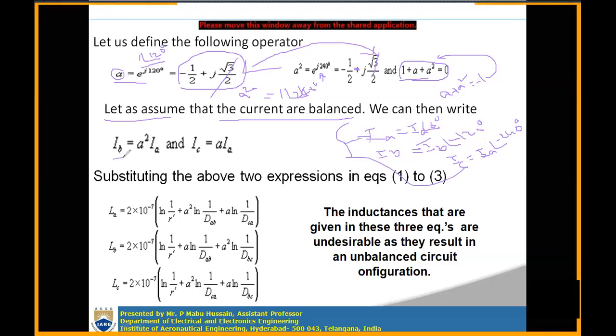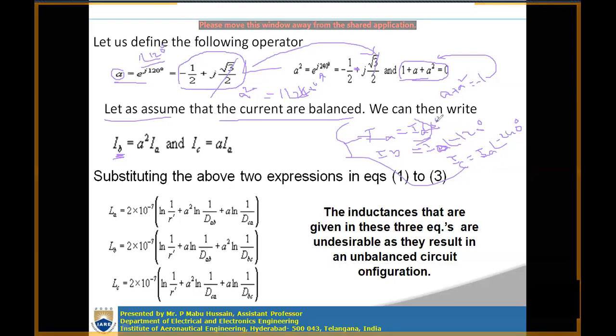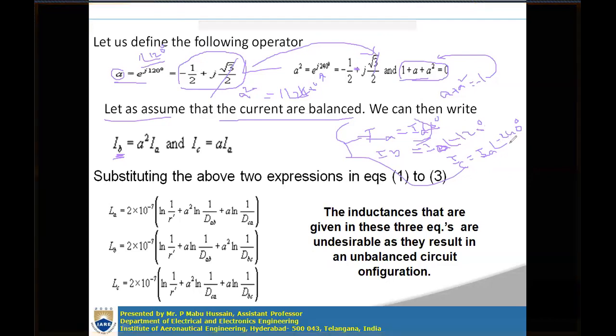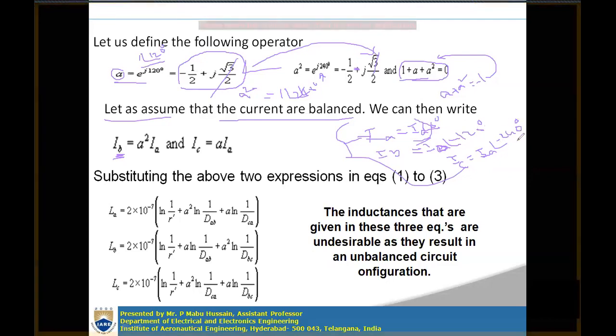So then IB, how can you write it? IB can be written as: the magnitude for all three phases will be the same. This is IA only. This is IA, this is IA, this is IA only. But the phase angle is different. For the first phase it is 0 degrees. For the next phase it is minus 120 degrees. For the third phase it is minus 240 degrees, right?